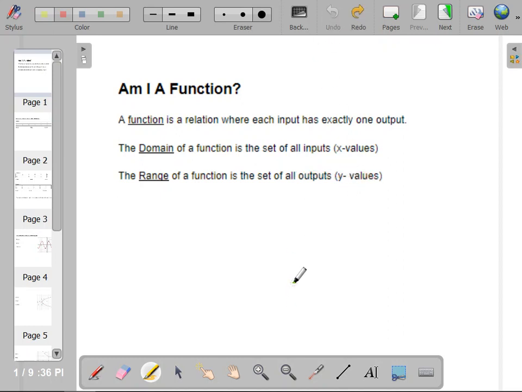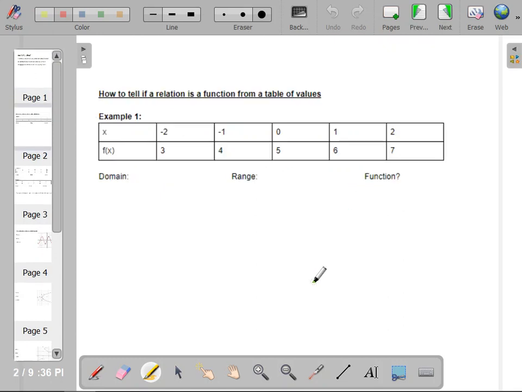So we're going to go through three different ways you can look at a function, and I'm going to show you how to look at that format and tell if something is a function. So the first thing is if you have a table of values. If I say list the domain, I'm just going to list all of the x's, and since I don't know if they're connected in between them, I'm going to just list them -2, -1, 0, 1, 2 in ascending order. That means from small to big.